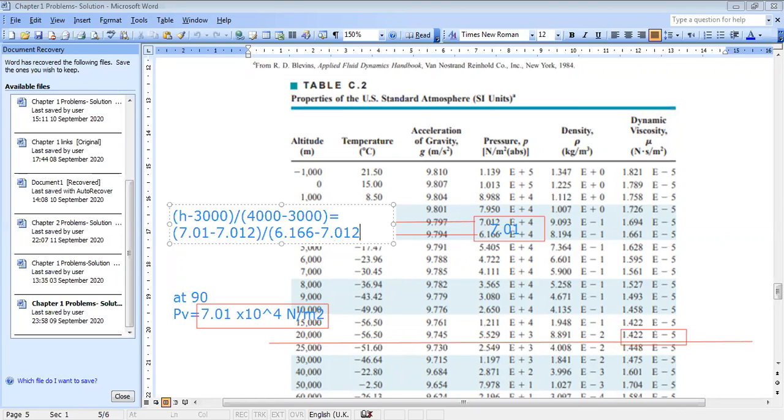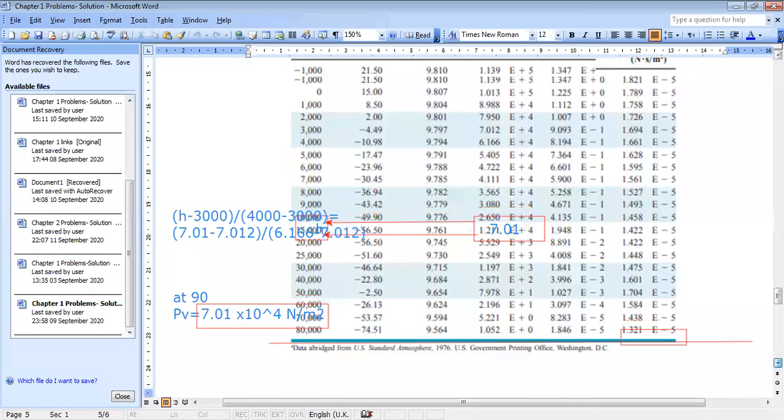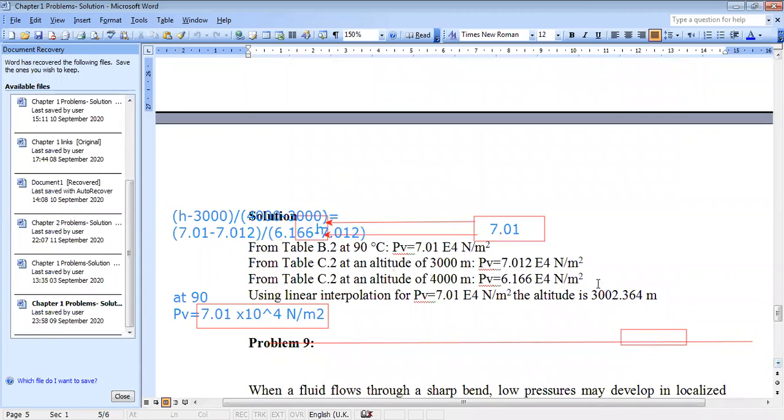Okay, so this equation will give me my only unknown, which is H, and I will get nearly H equal to 3,002, which is very close to 3,000. So if you do the interpolation, it's nearly 3,002.364 meters.